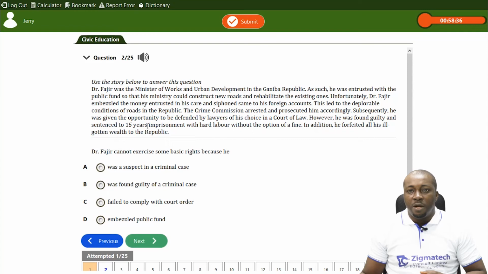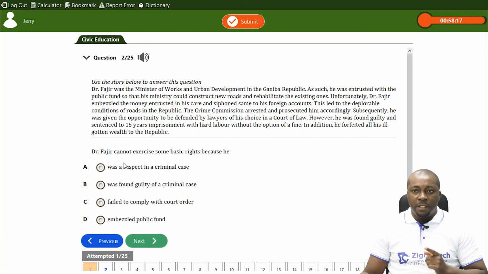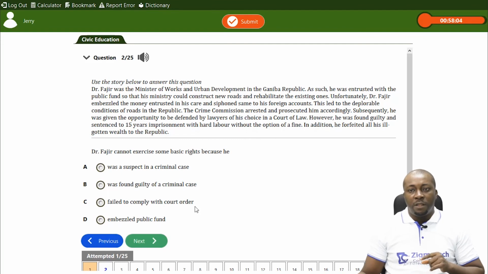Subsequently, he was given the opportunity to be defended by lawyers of his choice in a court of law. However, he was found guilty and sentenced to 15 years imprisonment with hard labor without the option of a fine. In addition, he forfeited all his ill-gotten wealth to the Republic. Dr. Faji cannot exercise some basic rights because he, A, was a suspect in a criminal case, B, was found guilty of a criminal case, C, failed to comply with court order, D, embezzled public fund.